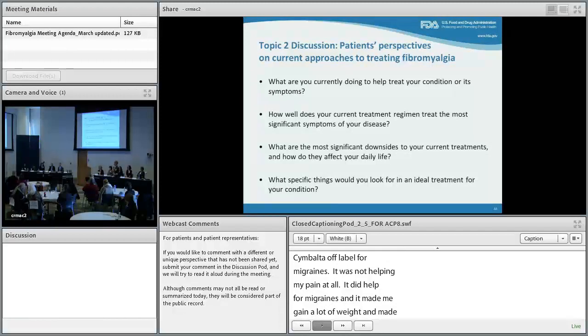So I've also tried Neurontin. That didn't help for pain. Amitriptyline made me gain a lot of weight, did not help for pain. So it's hard, I think, to find something that does help.